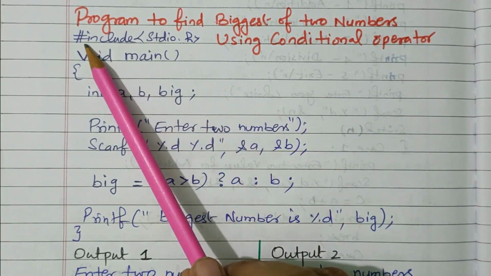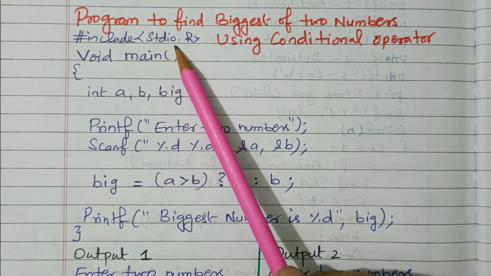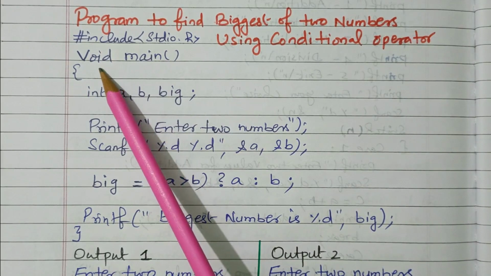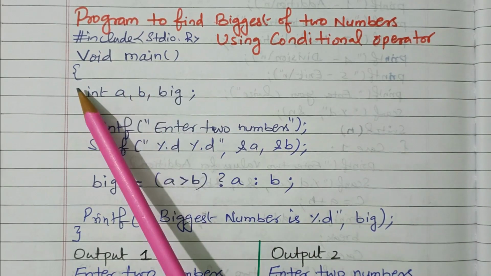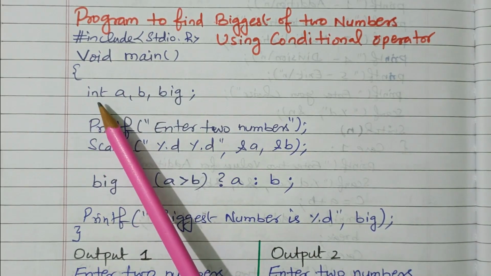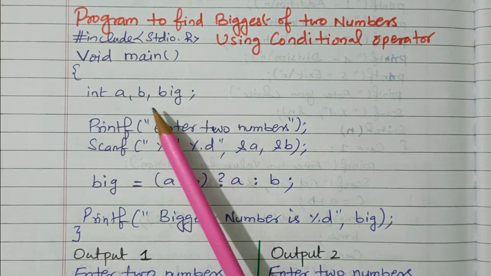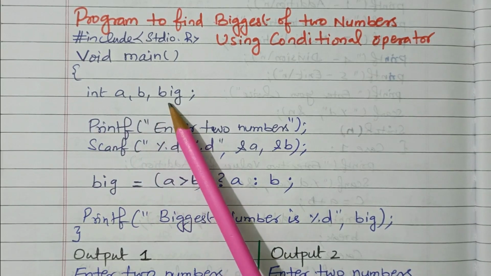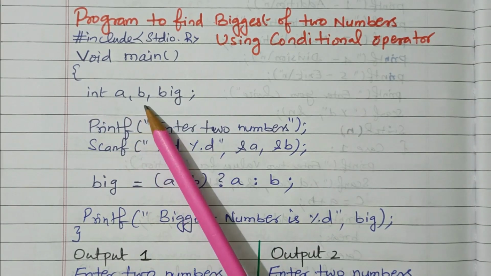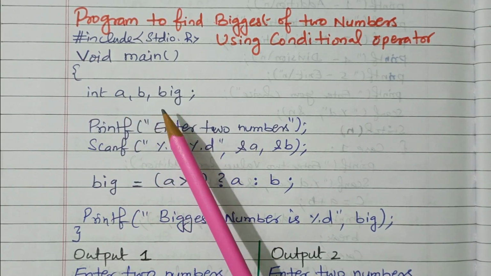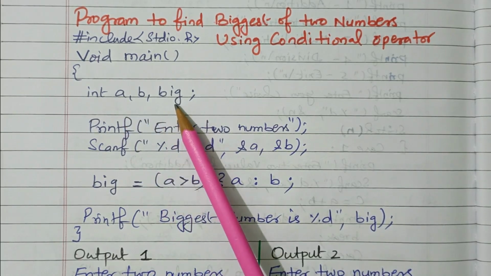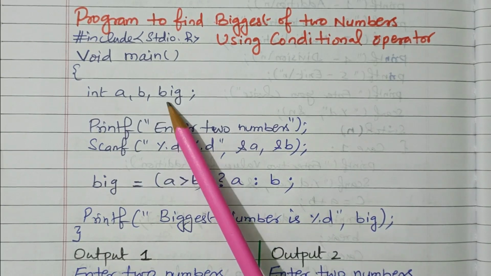First we will include the header file, #include <stdio.h>. Then void main, as every program has the main function. Then open braces, int a, b, big. a and b are the 2 numbers. The biggest number is stored in big, either a or b. If it is a, a will be stored, otherwise b will be stored. Among a and b, the biggest number will be stored in the variable big.